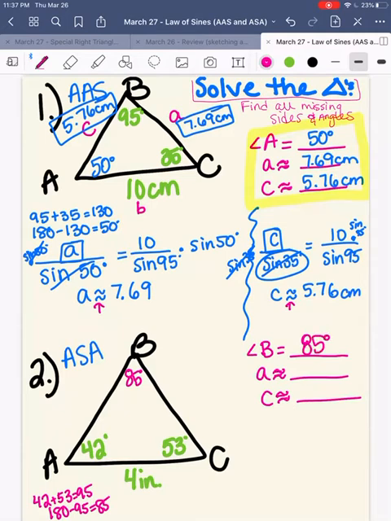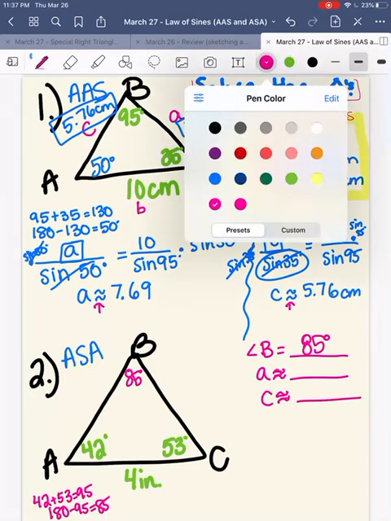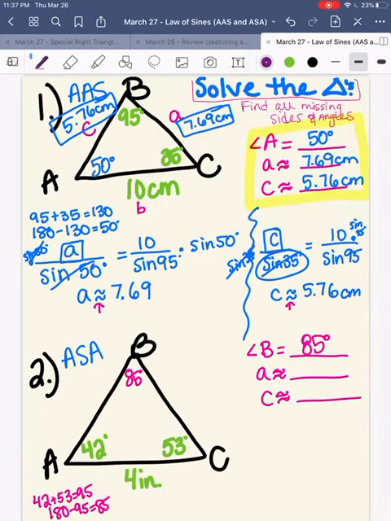All right, now let's set up our formula, okay? So we're going to do, let's get a different color. Let's do purple. All right, we're going to do side C and side A. That's what we're looking for. So I'm going to go A over what's opposite A is sine 42 equals and then 4 over sine, and what's across from 4 is 85. Okay, and if I'm trying to isolate A, I'm going to times by sine 42. So now I should have A as approximately.